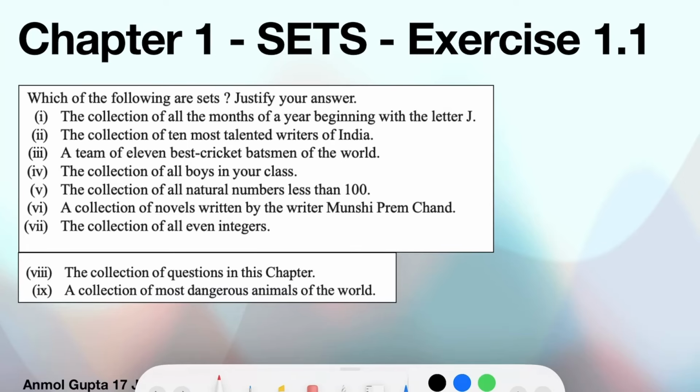In this video, we are going to study the exercise 1.1 of chapter 1 sets of CBSE class 11 maths. The question 1 is, which of the following are sets? Justify your answer. The collection of all the months of a year beginning with the letter J. Remember, by the definition of sets, a set is a well-defined collection of objects, elements or members. So, the collection of all the months of a year beginning with the letter J is a set because it is a well-defined collection.